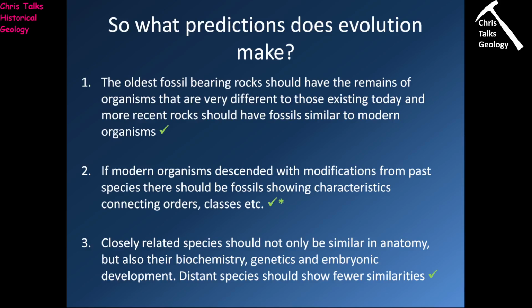Prediction number two. If modern organisms descended with modifications from past species, there should be fossils showing characteristics connecting orders and classes. So this is the common ancestor. We should be able to say, right, these two organisms are very, very close to each other, and we should be able to work our way back through the fossil record, and eventually find a species that links the two groups together. And as long as we have a good enough fossil record, we can do that, and we've been able to do it with quite a few different species.